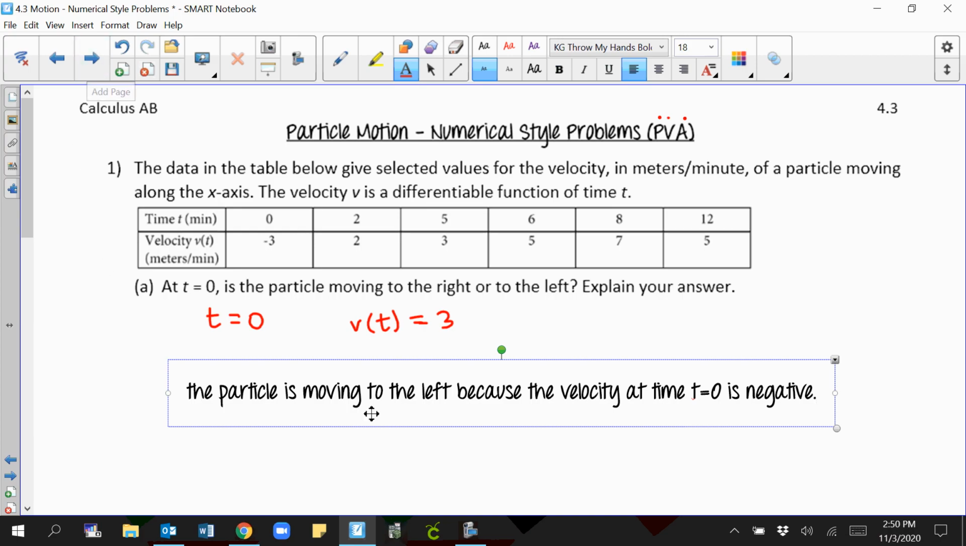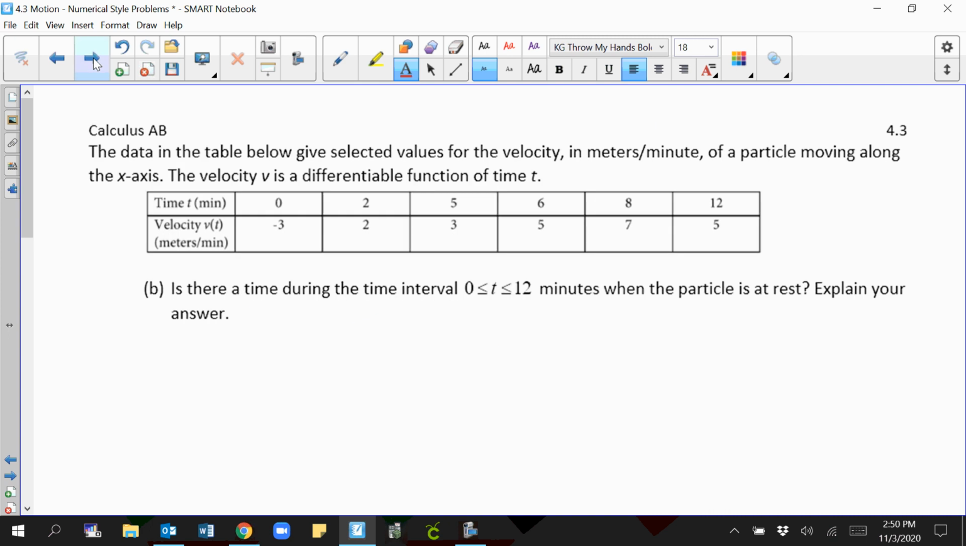All right, let's look at part B. Is there a time during the time interval 0 to 12 where the particle is at rest? Explain your answer. To answer this, we are going to use our intermediate value theorem. I know it's been a while, but we are going to use it. For the intermediate value theorem, we need to say that it's continuous. It's telling us that the velocity v is differentiable. If it's differentiable, that means it is continuous.